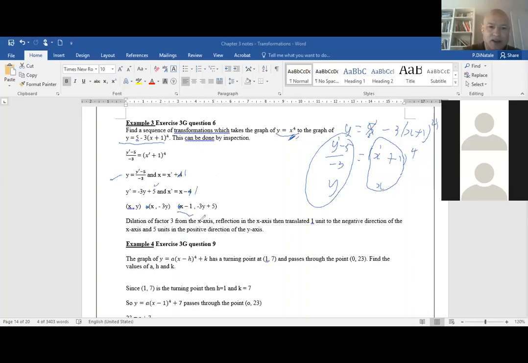So then I have found that my x dash, y dash is actually x minus 1 and -3y plus 5. I don't need that there. So I can see that I have a dilation factor and a reflection in the x-axis. So I've got a reflection in the x-axis and a dilation of factor 3 in the x-axis. That's what I should have written up to here. I also have a translation of 1 unit in the negative direction of the x-axis and 5 units in the positive direction of the y-axis, which I should have written there as well.